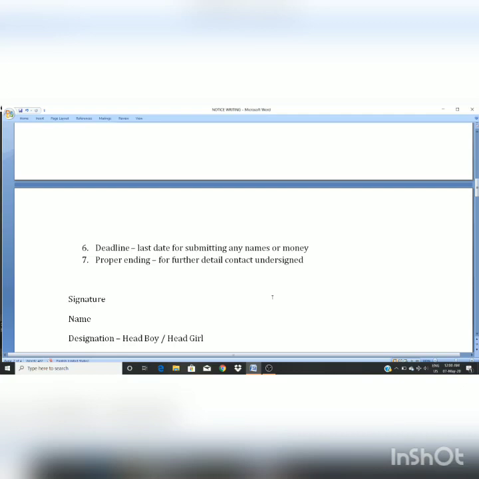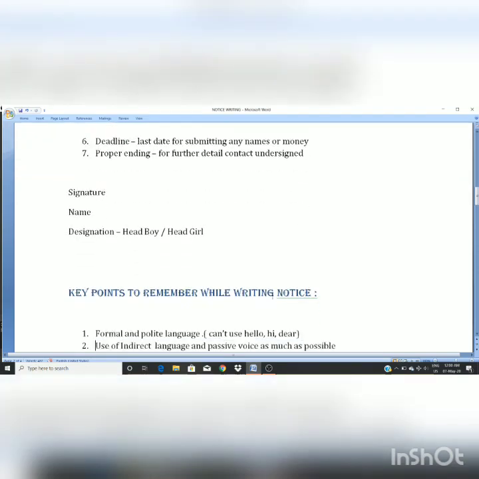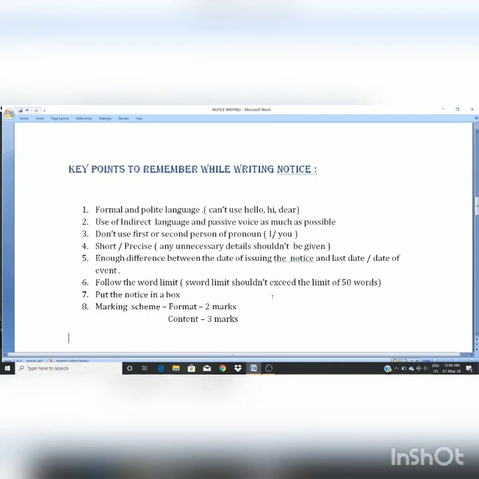Last thing, signature. After that, name of the person who is writing the notice, and after that, designation, his or her post in the school. Like if it's head boy, head girl, cultural secretary, discipline in charge. Okay. Key points to remember while writing notice. So these are the few points which you have to keep in mind while writing the notice.